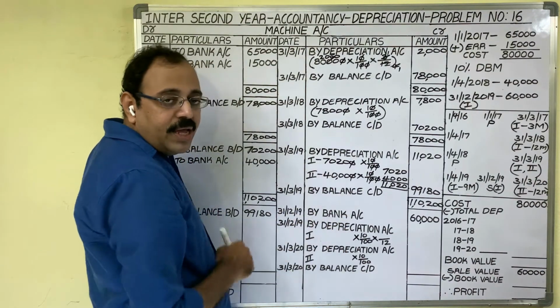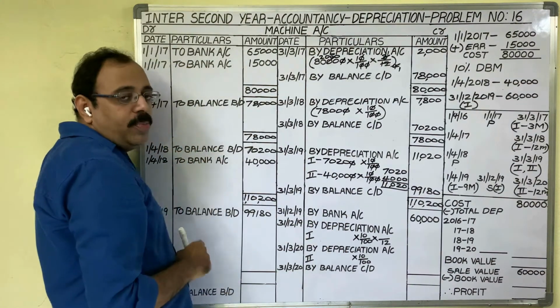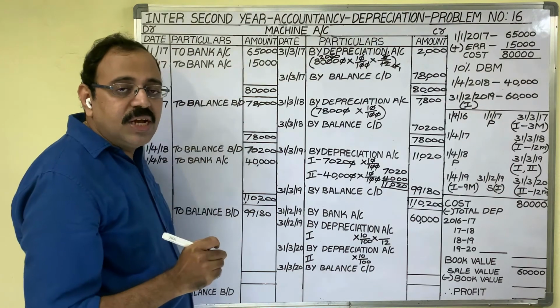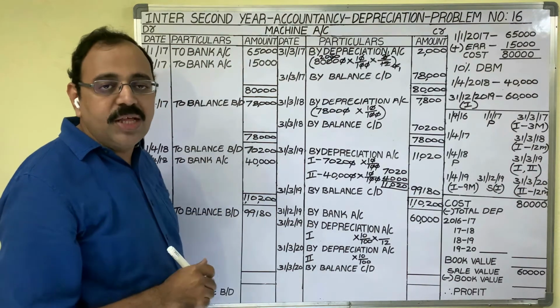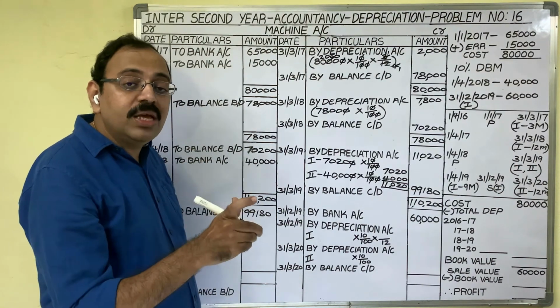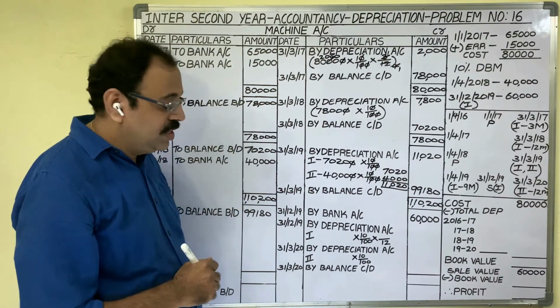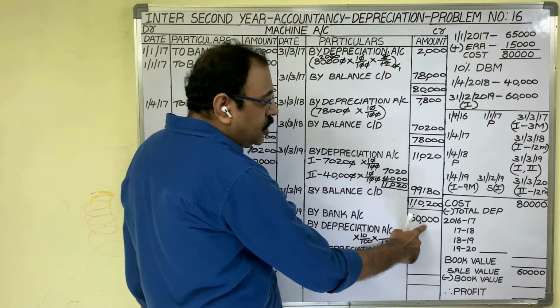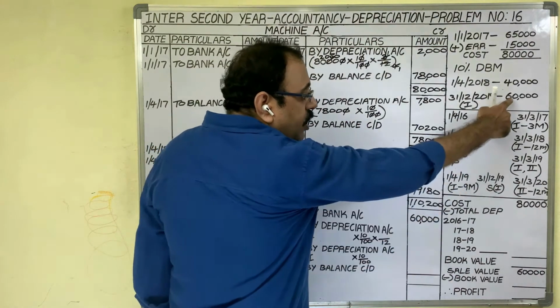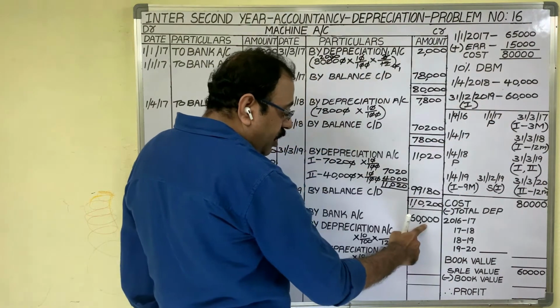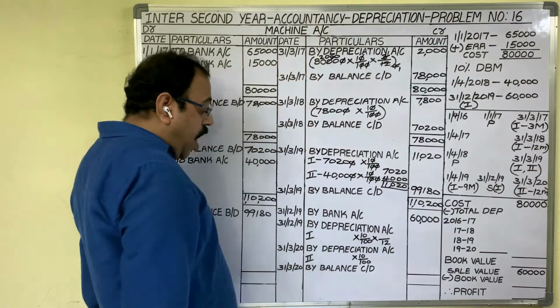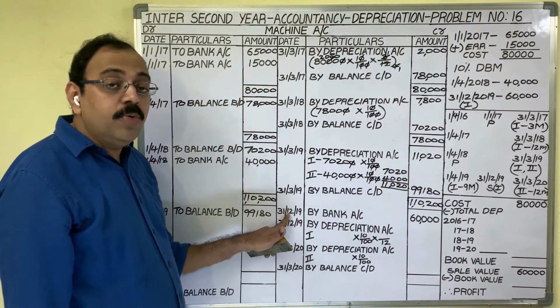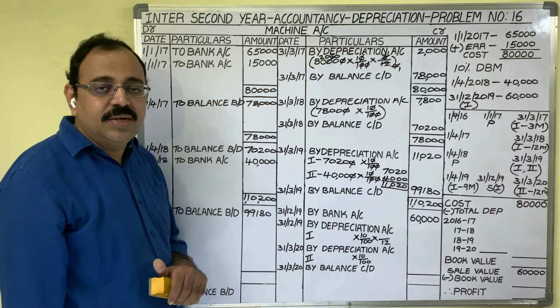Why we have to write like that? In 8th problem of depreciation lesson, clearly I explained all these points. That video link is available in the description box. By bank account, they sold this asset for 60,000. 60,000 is given in the problem only. So write down that value, and up to sale date, we have to provide the depreciation.